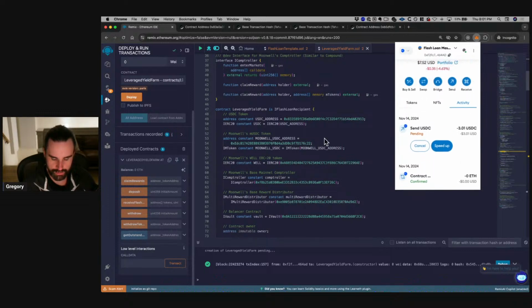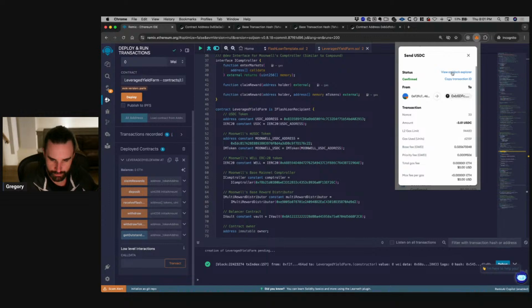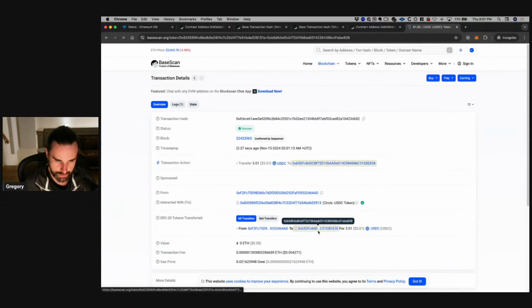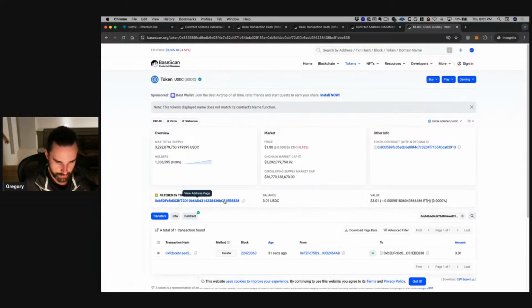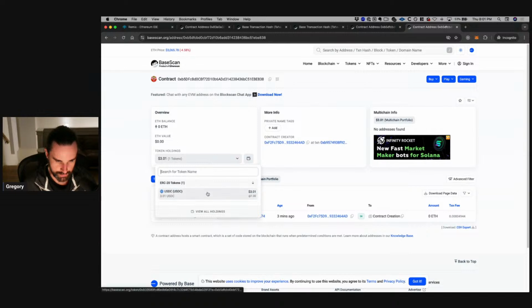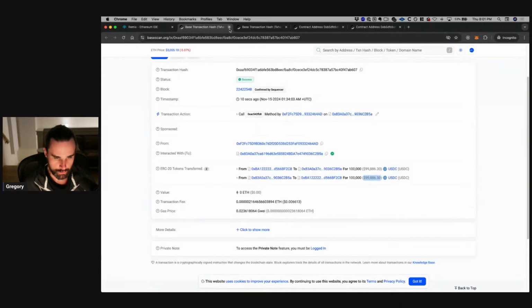And this contract needs to have that money so that it can actually deposit into Moonwell. All right. So we just did it. We sent $3.01 to our contract. If you go look at our contract here, here's our contract we deployed. You can see it's got USDC in it. It's got $3.01. We're going to use this for leverage yield farm. Okay. I'm going to close all these other ones down.